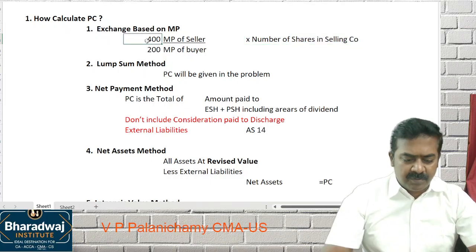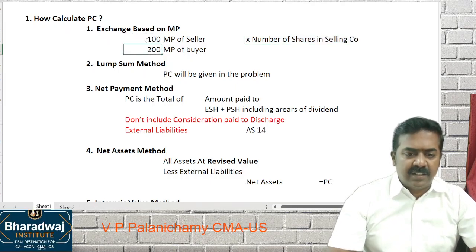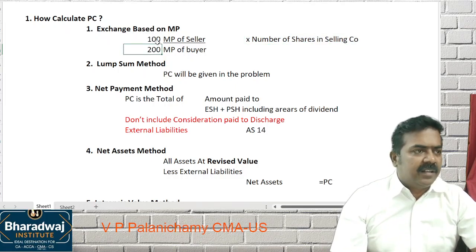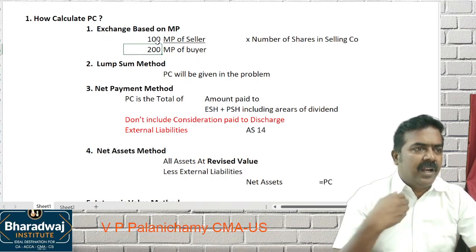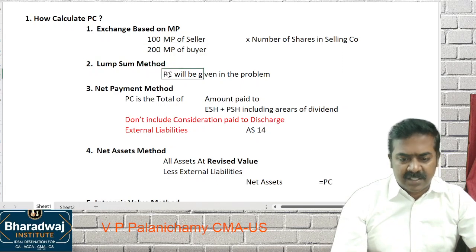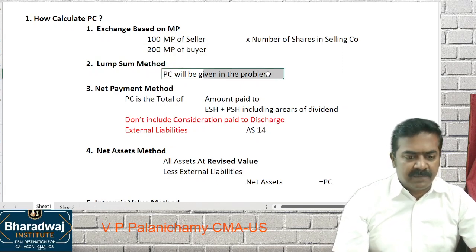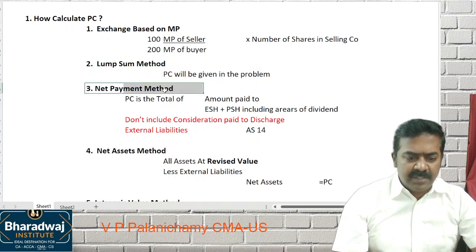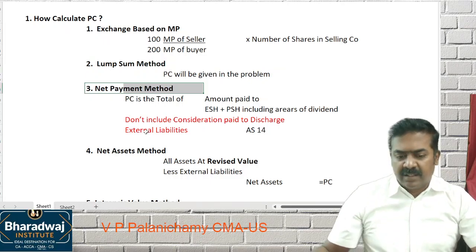Okay. Suppose the market value of the seller is 100, market price of the buyer is 200. For every 1 share in your company, I'll allot what? 0.5 shares like that. Lump sum method, the purchase consideration will be given in the question itself. Okay. Sometimes they will give you how much is paid.